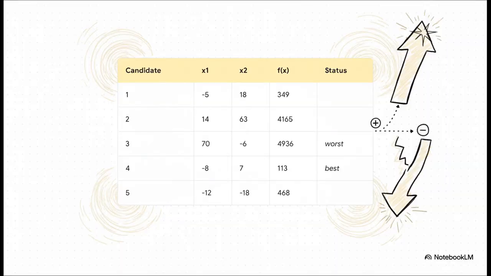Okay, so here's our starting lineup. These are our 5 random guesses. If you look over at that f of x column, which is basically the score, you can see our best and worst right off the bat. The best is candidate number 4 with a score of 113, and the worst, well, that's candidate 3, way up at 4,936. Those two are now our North Star and our warning sign.